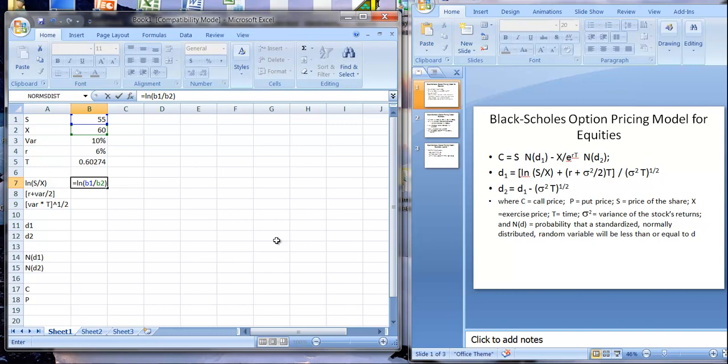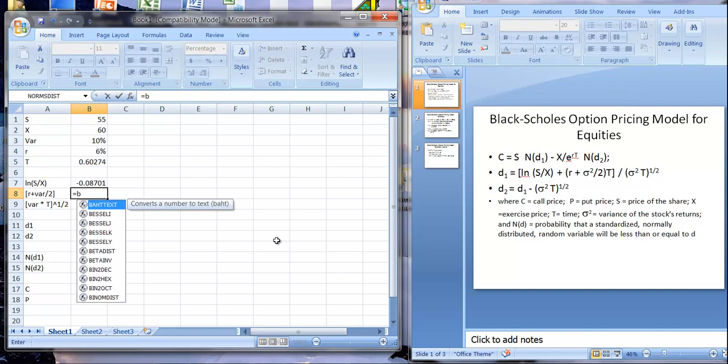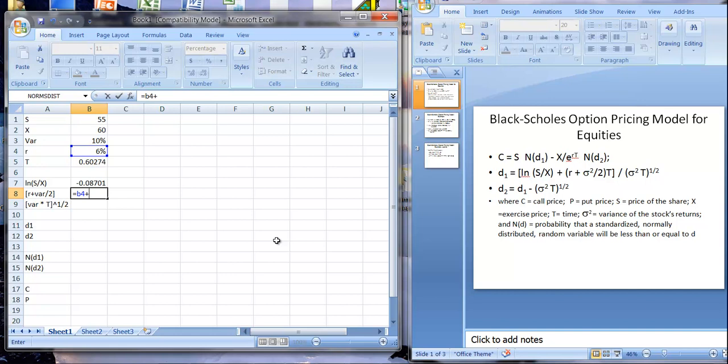Okay, I told you that if the stock price goes up, the value of the call goes up. Well, you can verify this by changing the number in cell B1 and seeing if that actually happens. So I'm putting in that and I get that number. All right, I'm going to put in the formula for R plus the variance divided by 2. So R is in B4, and I want to add it to the variance, which is in B3, divided by 2.